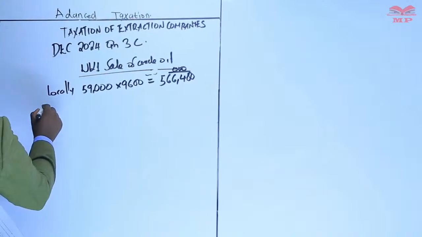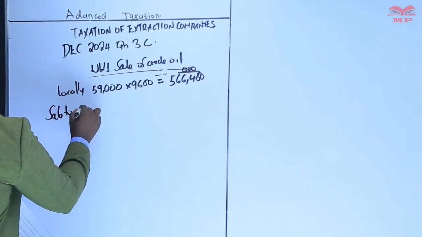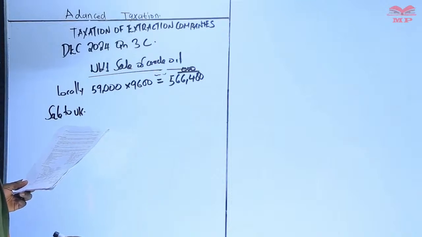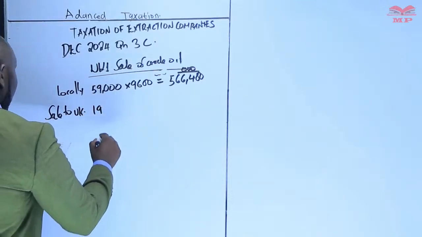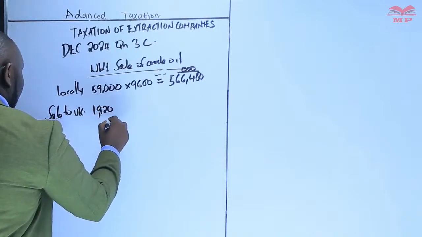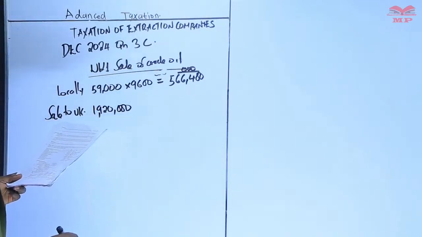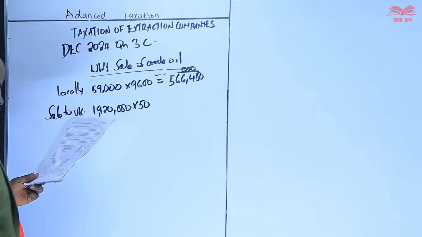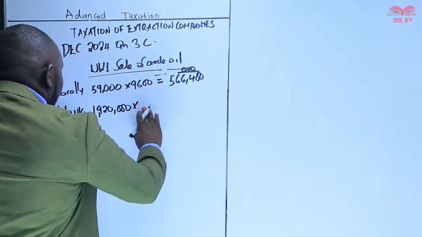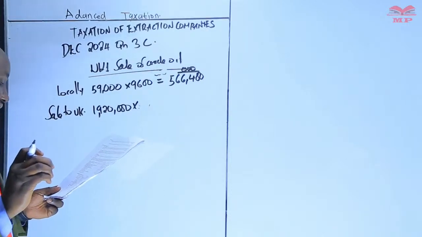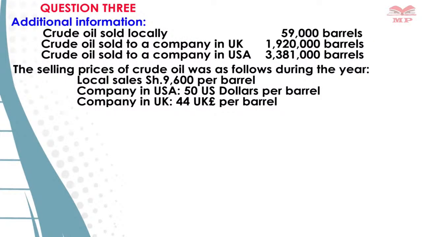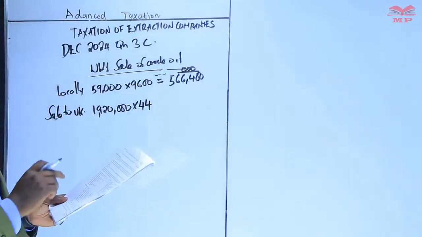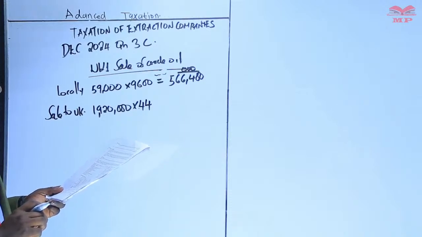Then we proceed to the sale of barrels to a company, sell to UK. That was a figure of 1,920,000 barrels. We are told that each barrel costs 50 USD. Not USD, but to the UK. Be very keen. If you look at additional information number 2, the examiner has interchanged. For the UK, it is 44 pounds. If you pick the second entry in order, you're definitely going to miss it. So you look at the third entry, that should be 44.